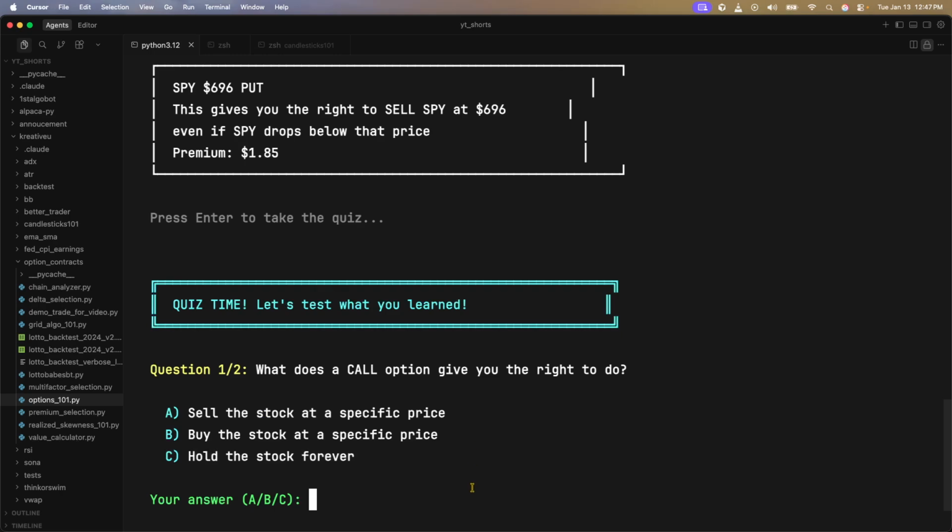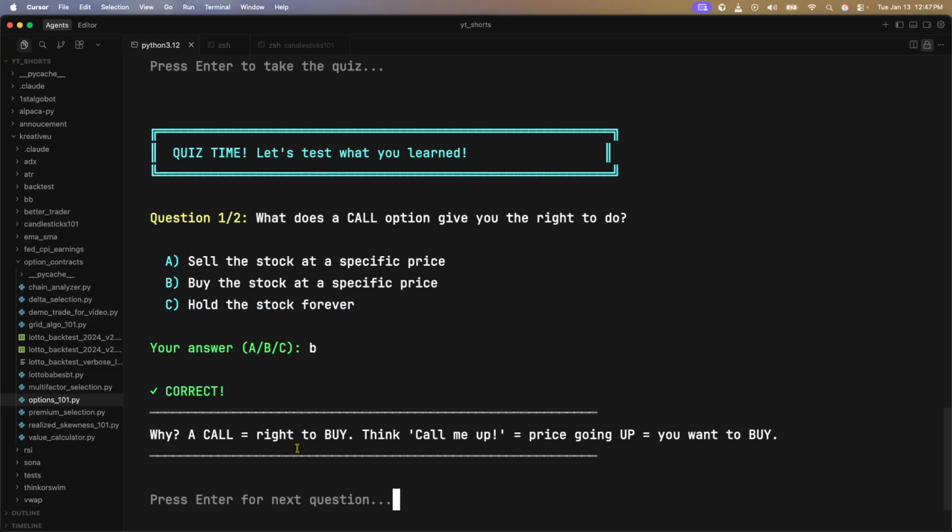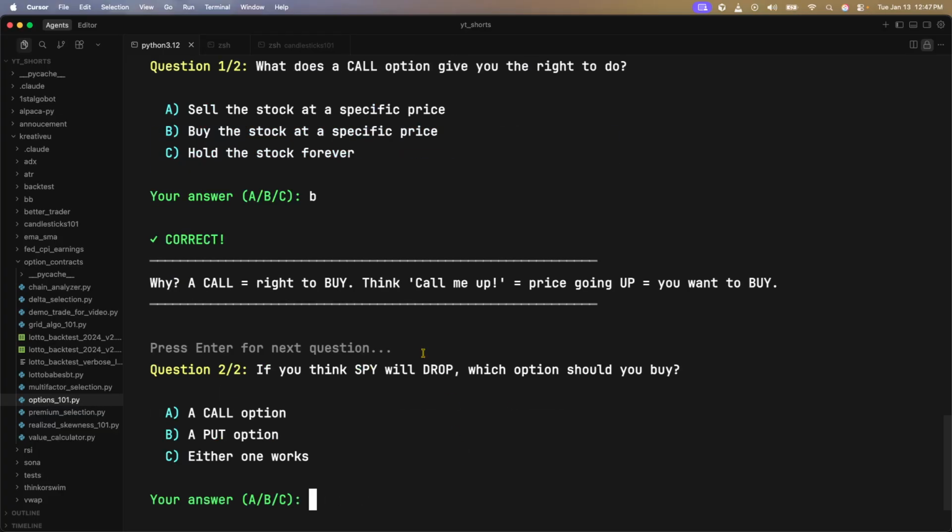So what do you think? Go ahead and put it in the comments what you think the answer is. Again, is it A, is it B, or is it C? All right, so we're going to go ahead and put B. When we buy a call option, that gives us the right to buy a stock at a specific price.